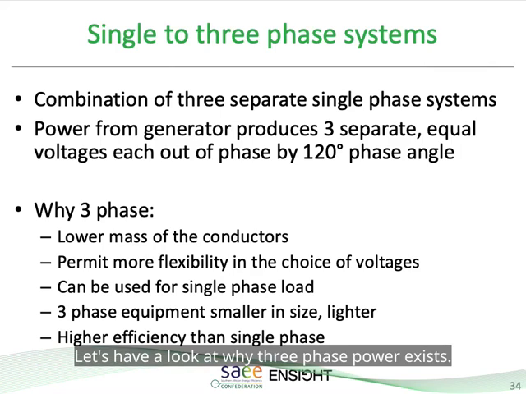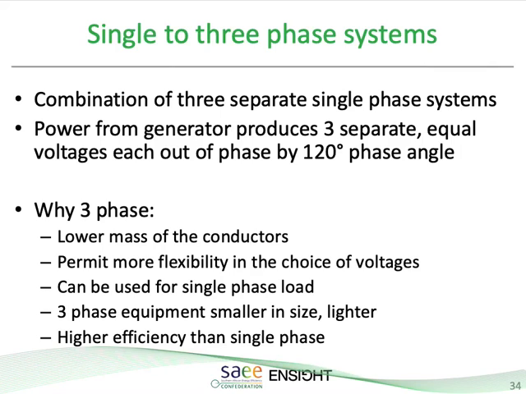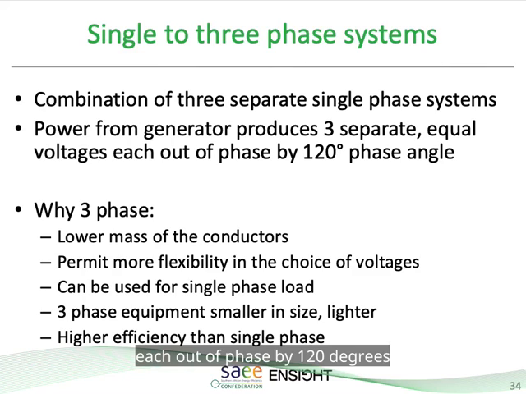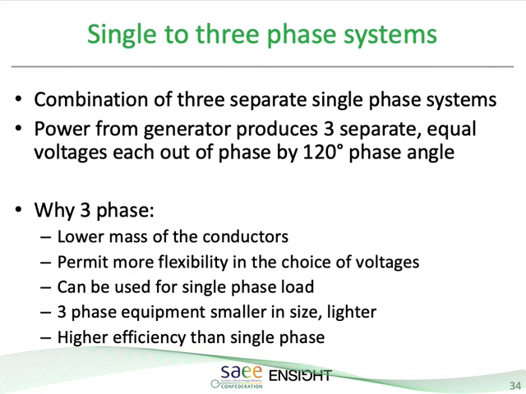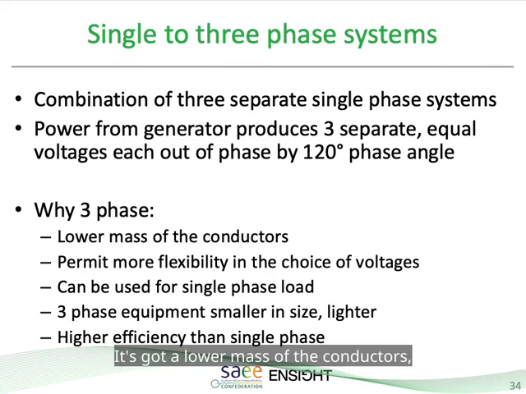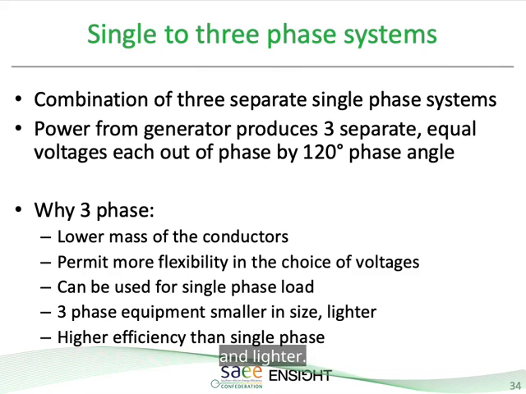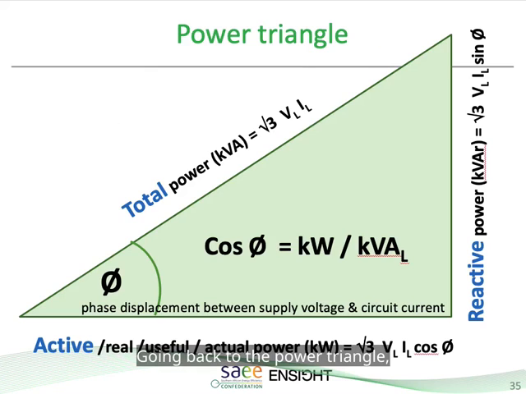Let's have a look at why three-phase power exists. Three-phase power is a combination of three separate single-phase systems, basically. Power from a generator produces three separate equal voltages, each out of phase by 120 degrees phase angle. Why three-phase? It has a lower mass of the conductors, and permits more flexibility in the choice of voltages. It can be used for single-phase loads. Three-phase equipment is much smaller and lighter, therefore probably less costly. Higher efficiency than single-phase.